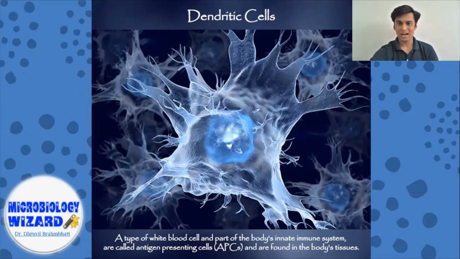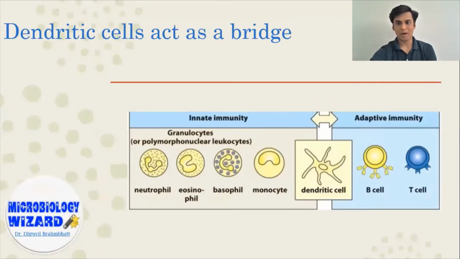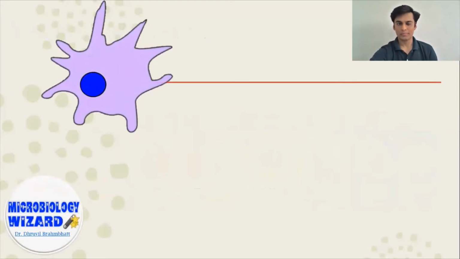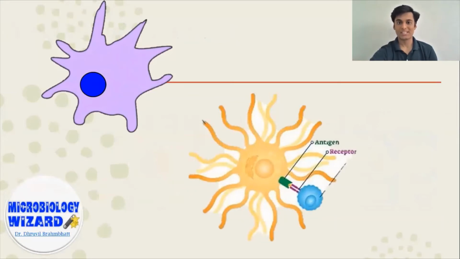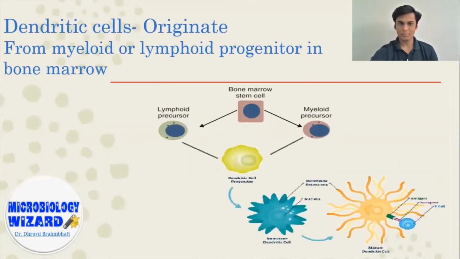These dendritic cells are critical for initiation of immune response. So they are both a part of innate immunity and also work as a bridge between innate and acquired immunity. They are named so because of the long branches, similar to dendrites of a neuron, which extend and retract dynamically, and hence they are named dendritic cells. The question is, where do they originate from? Dendritic cells develop from either lymphoid progenitor or myeloid progenitor in the bone marrow.